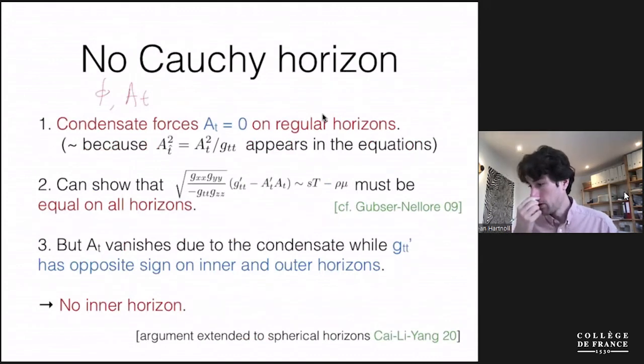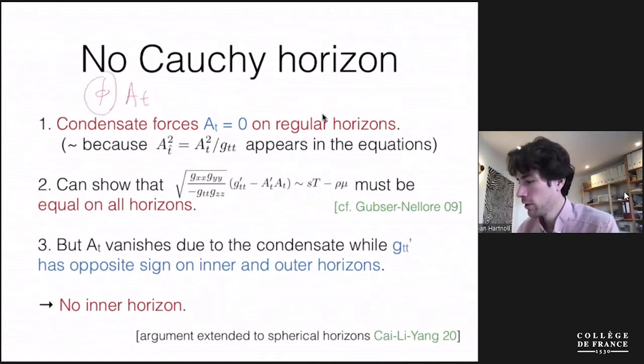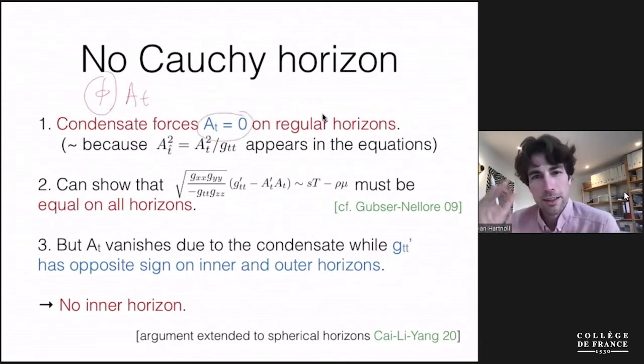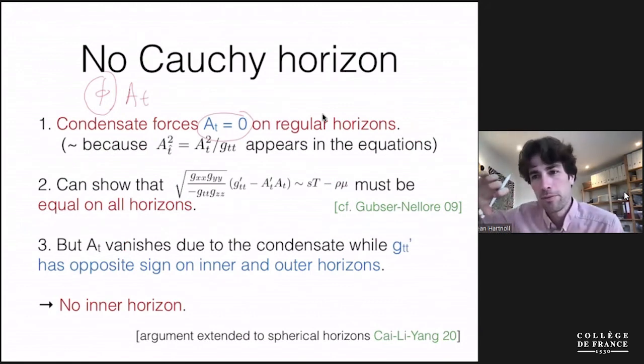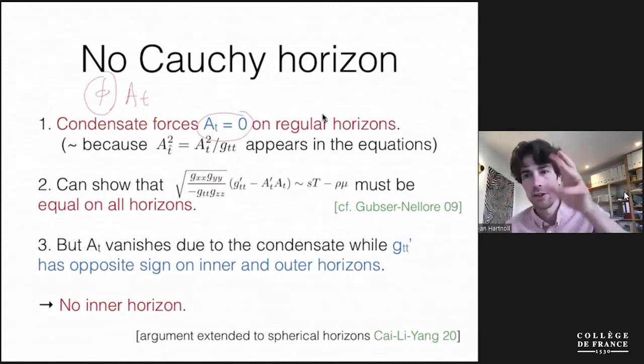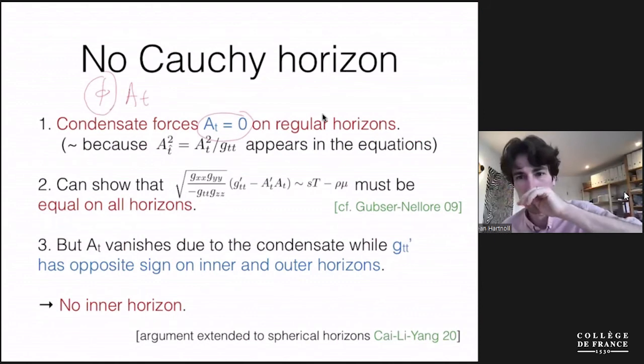How does this go? First, I'm not going to actually do the math, but I'm going to give you the logic of it. Firstly, you can show that on a horizon, if you have a charged scalar field, the A_T has to vanish. Of course, these are not quite gauge invariant statements I'm making, but I've fixed the gauge by taking the scalar field to be real, because it's a charged scalar field. Gauge transformations will change it by a phase.